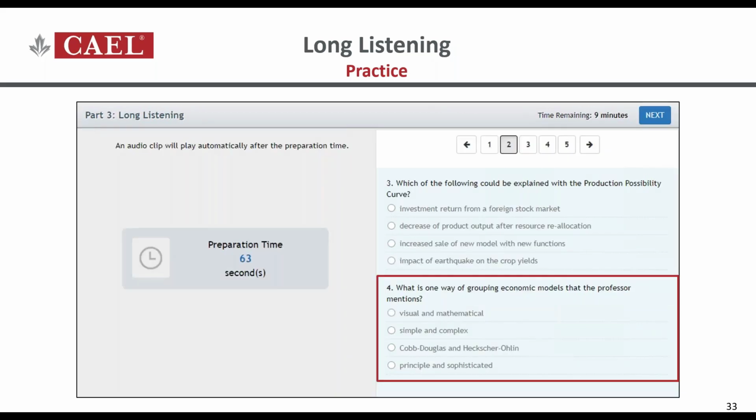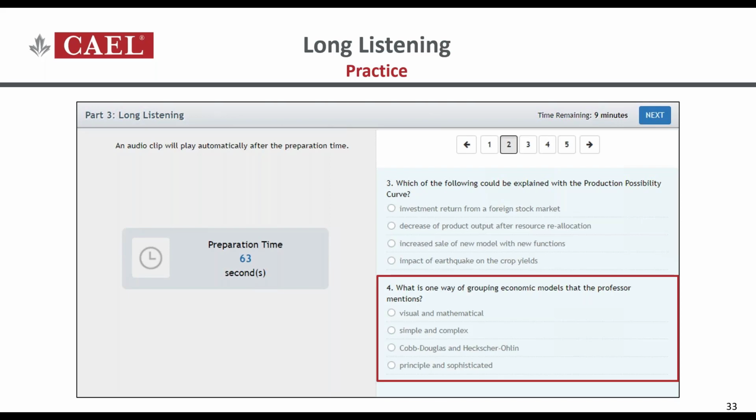So this is the long listening. We just did some short listening. Let's move on to the long listening, and you can see that it's long listening because there is more time. And also there are 5 tabs or question pages that you can cycle through by clicking the left and right arrows. Now, because this lecture is pretty long, we will not be listening to the whole lecture during this lesson, okay?